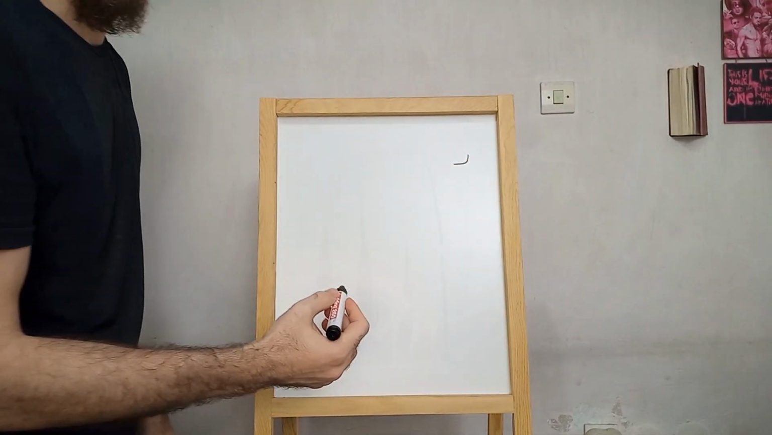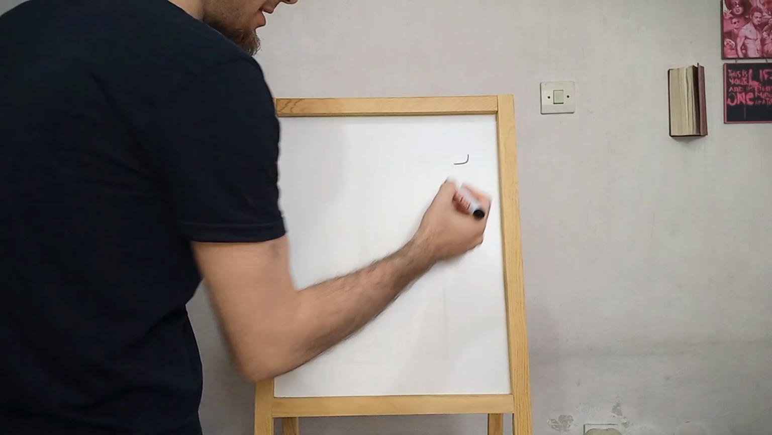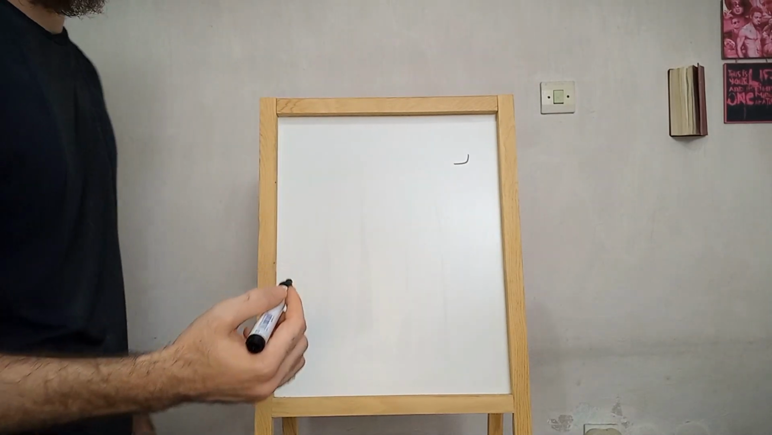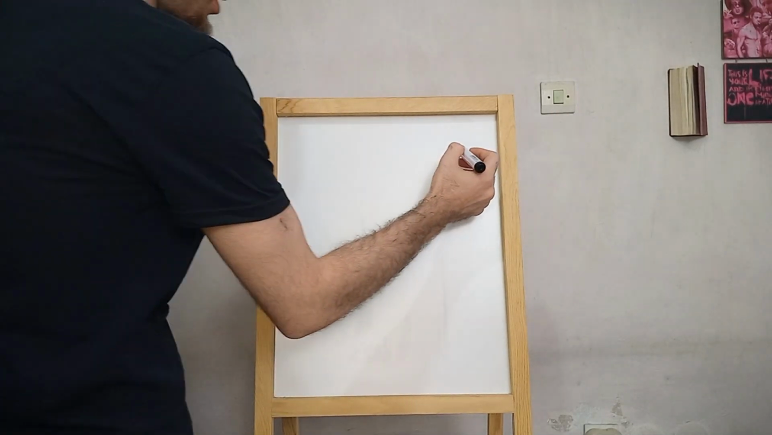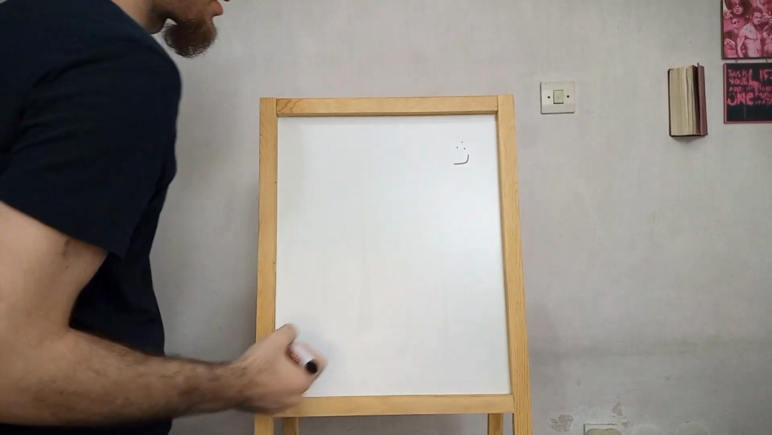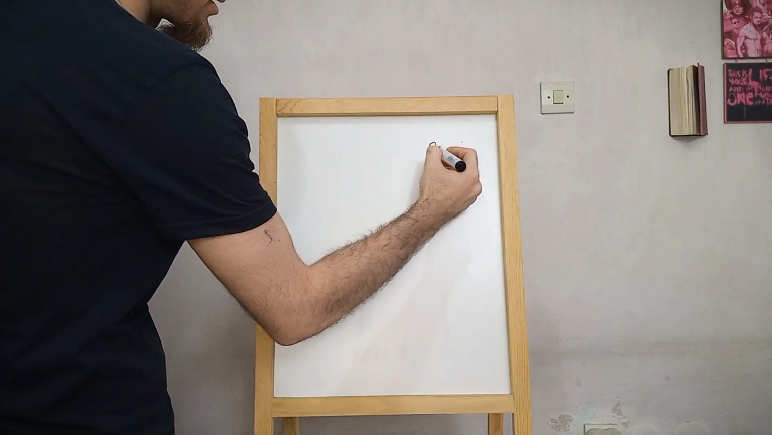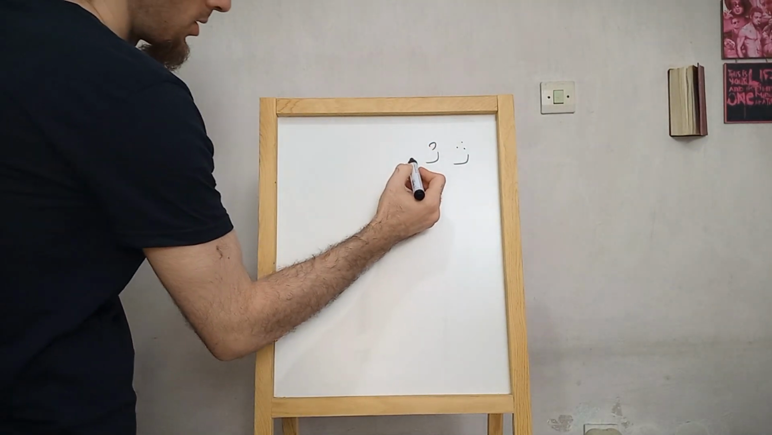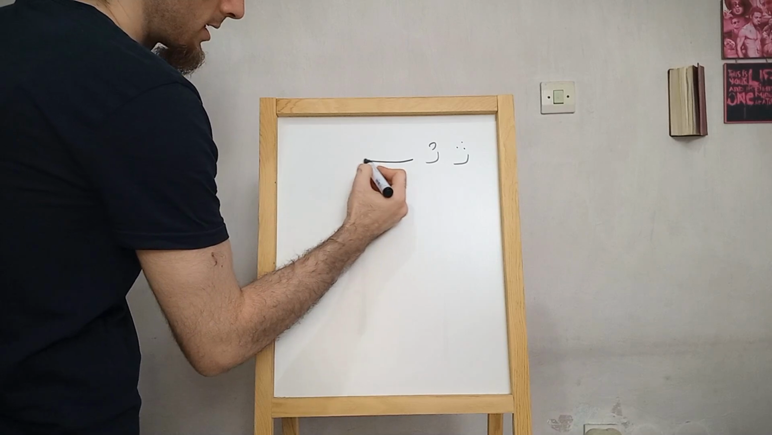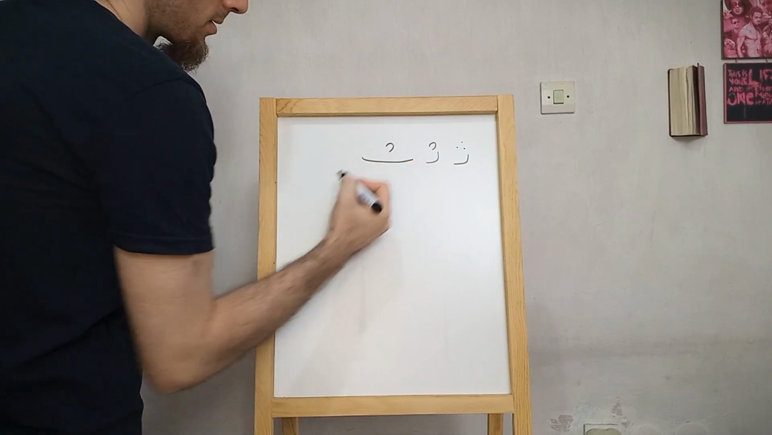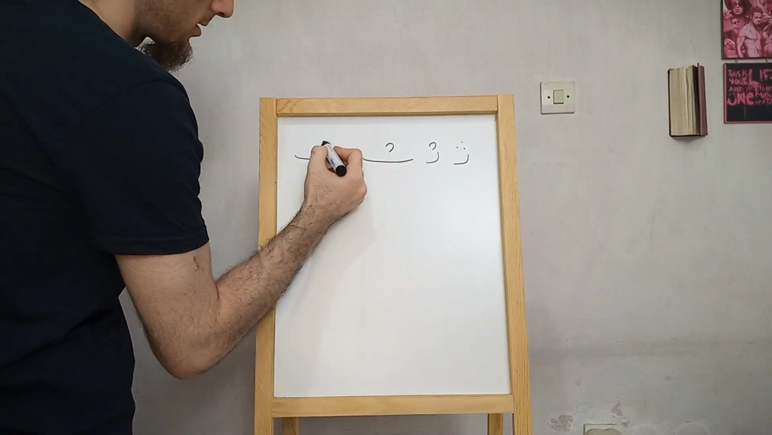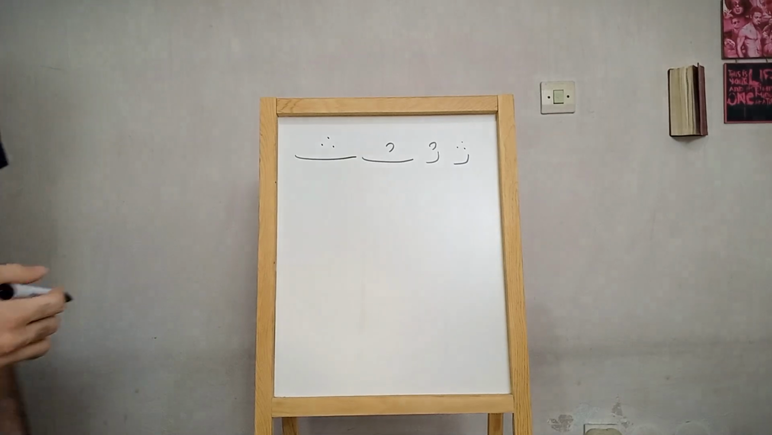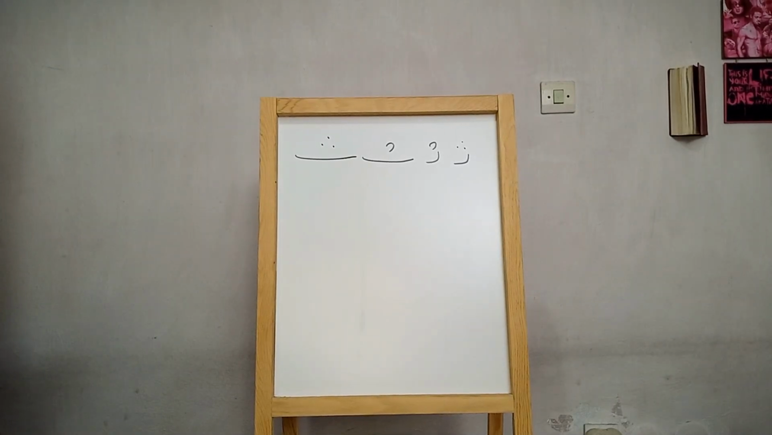Okay, next letter is S. We have lots of these in Persian. This one is S with three dots on top. S like this, or like this with a half circle, or like this, or like this. All of them are S.